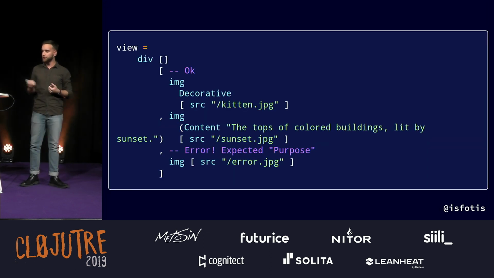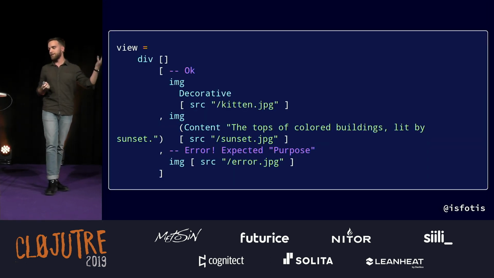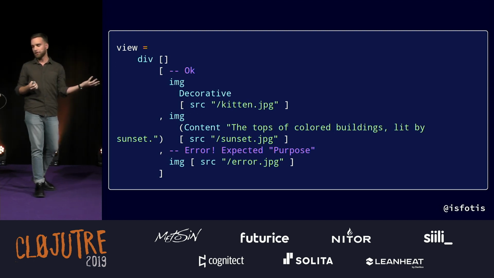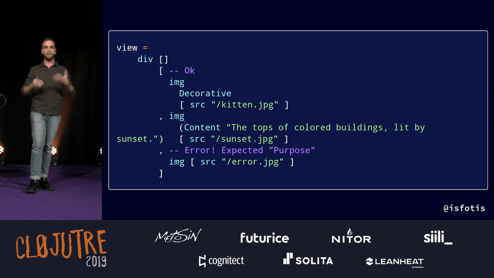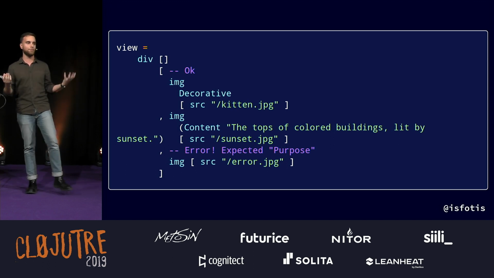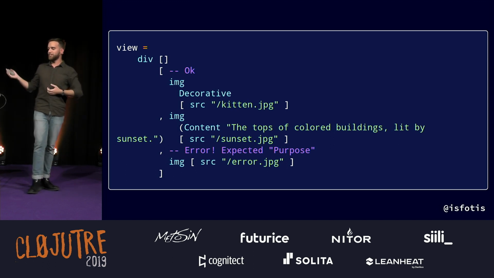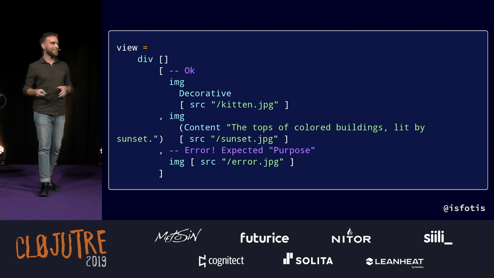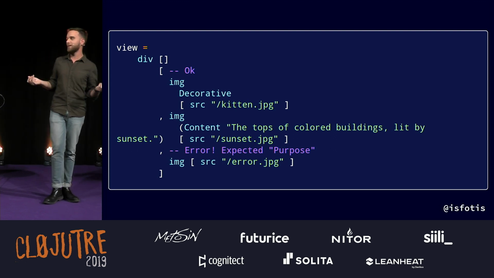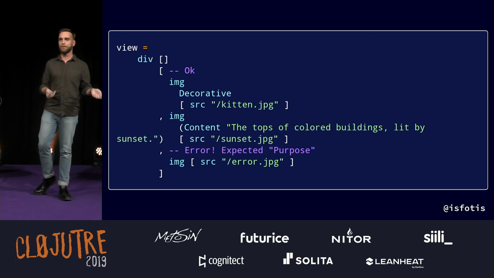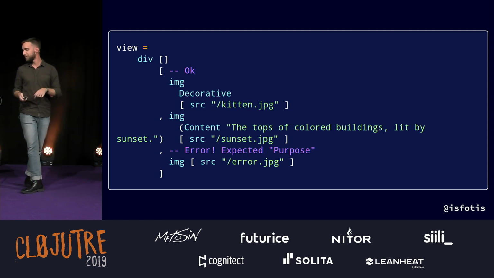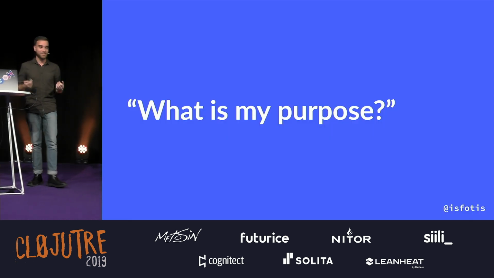And yes, in an actual use case, initially I have an image that's just a kitten and it's decorative. In the second case, I have the tops of colored buildings lit by sunset, which is probably some photo I have taken. And in the third case, I have an error, which, again, loving Elm type errors, it will very nicely tell me that, hey, you again tried to give me attributes and you didn't tell me what my purpose is, which is exactly the thing I worry about when I go to sleep at night. So yes, what is my purpose?